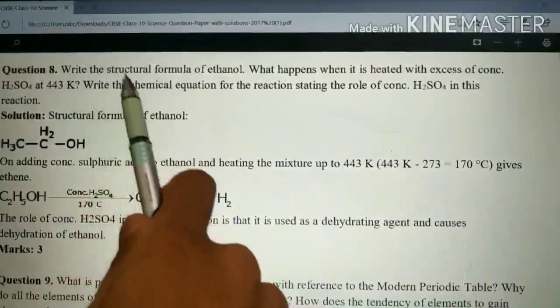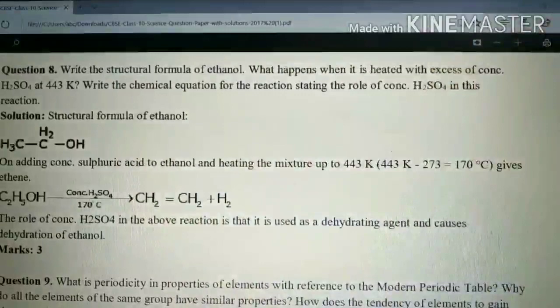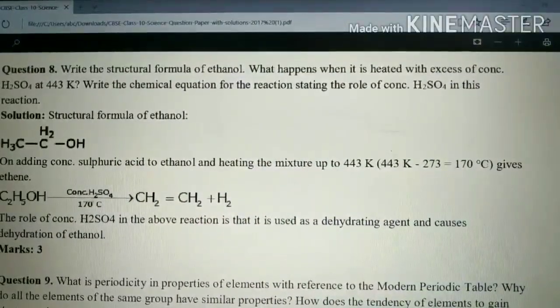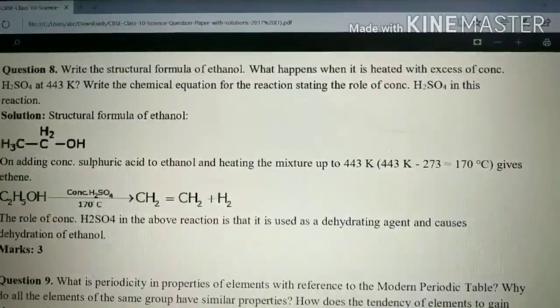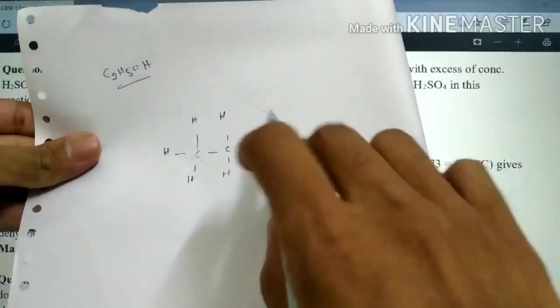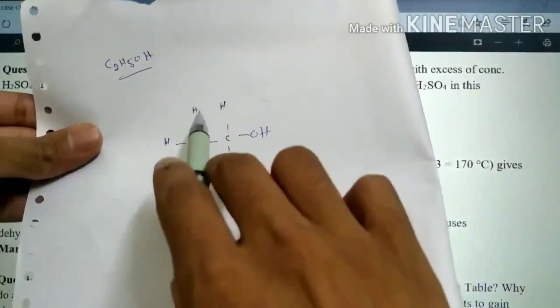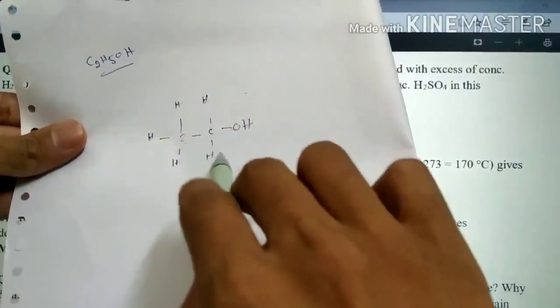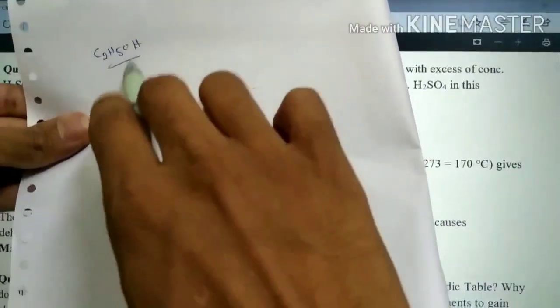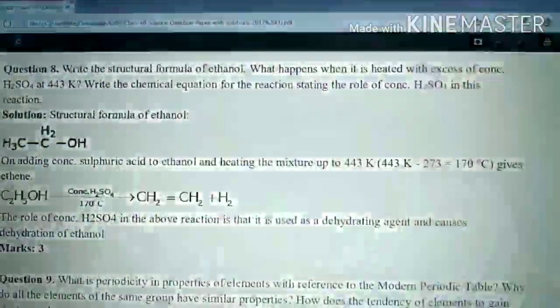Next, write the structural formula for ethanol. What is the molecular formula? If they say write the molecular formula for ethanol, in that case we have to write this one, C2H5OH. If they ask for the structural formula, write this one. Correct? There are a total of 5 hydrogen, 1 2 3 4 5, 2 carbon and 1 OH. So that is the molecular formula and this is the structural formula. Okay, I come to the next point.